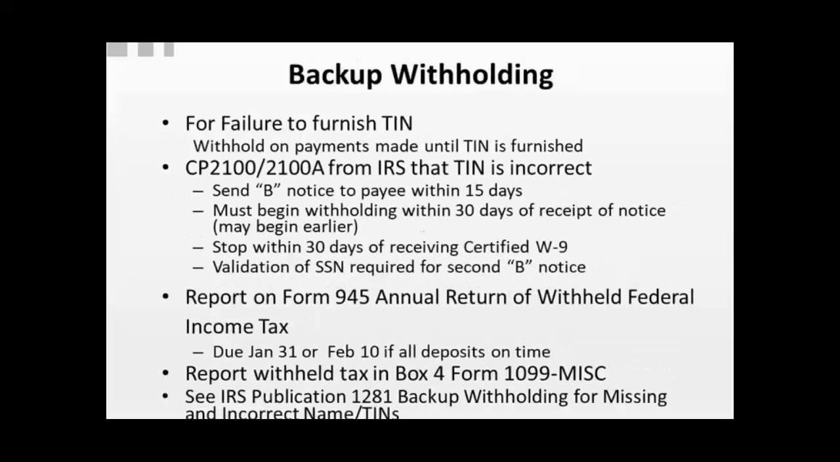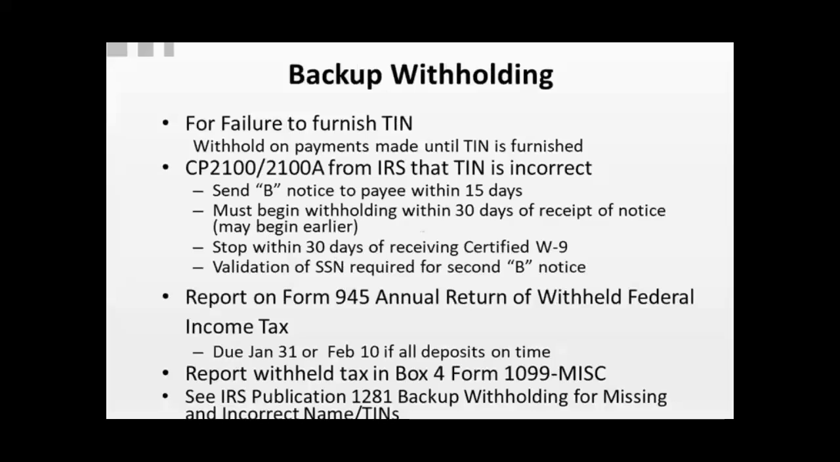Failure to furnish a TIN: withhold payments until it's furnished. If you get the notice that it's incorrect or missing, send your B notices to the payee within 15 days. There are letters in the handouts that I provided to you, sample letters. You must begin withholding within 30 days of receipt of the notice.